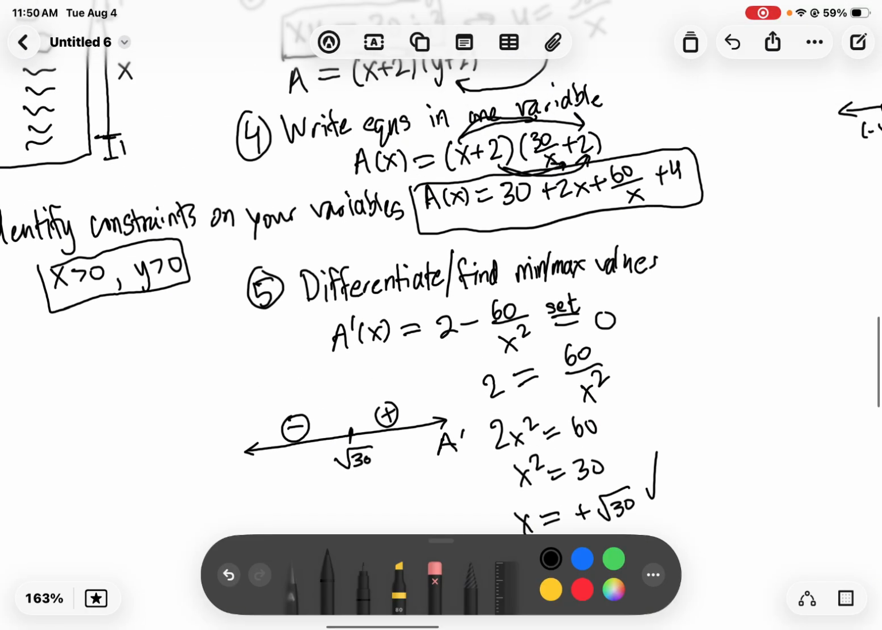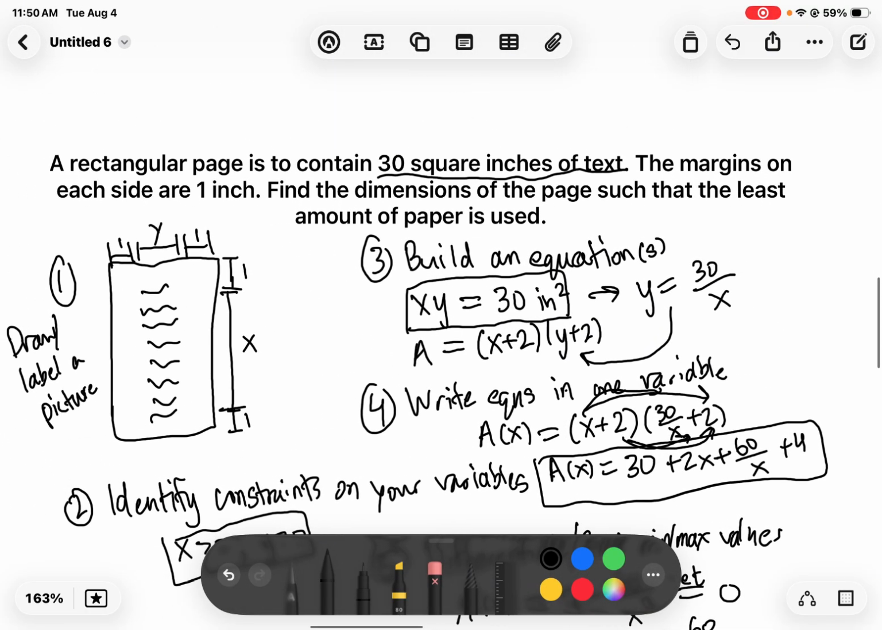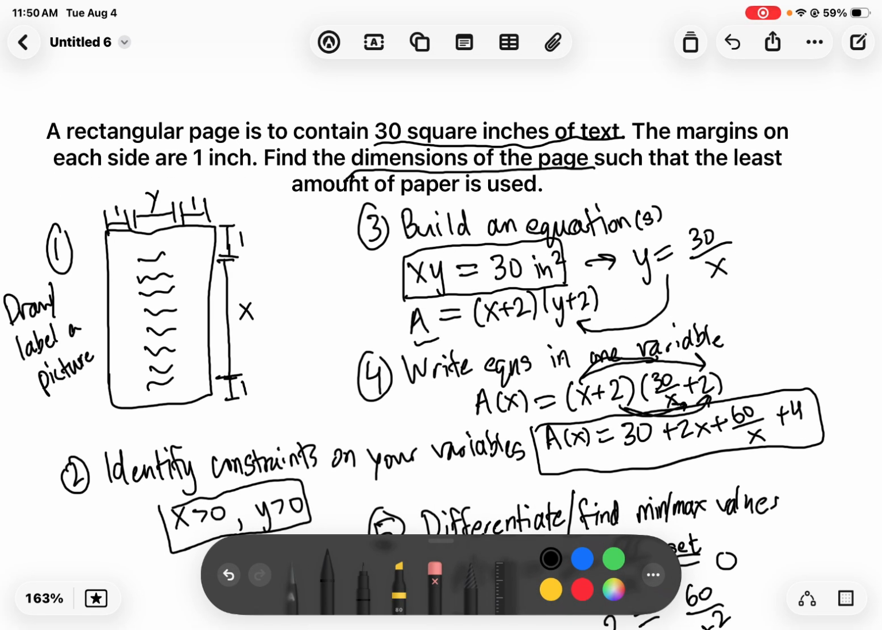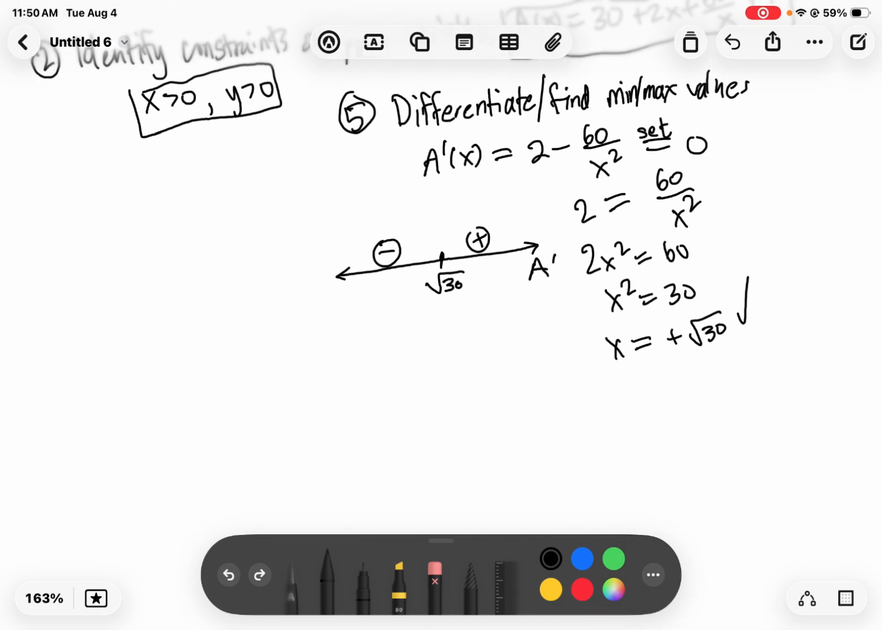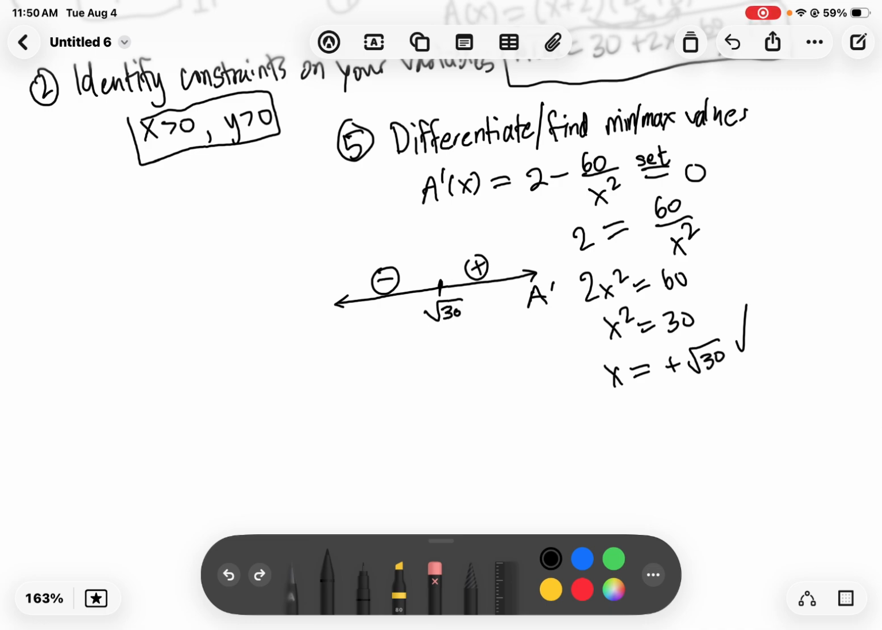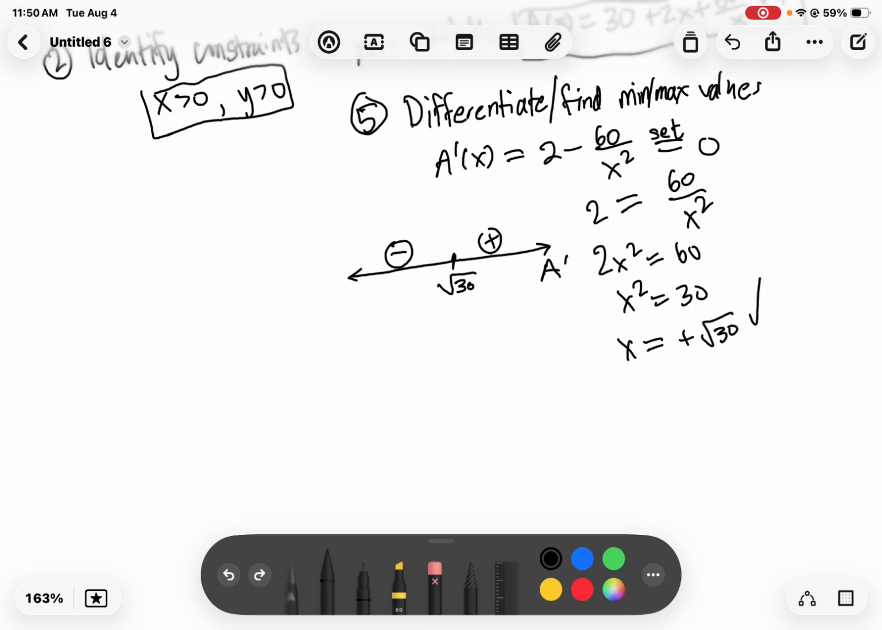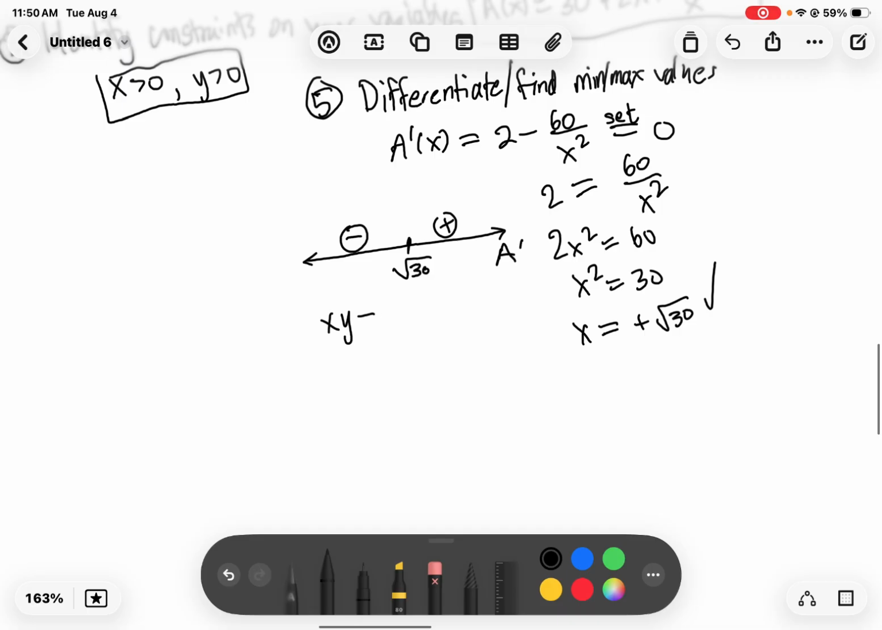But now let's go back and see what the question is asking us. They're asking us to find the dimensions of the page. So we know the dimensions of the page, as given by this formula right here, is x plus 2 by y plus 2. So we know that x is equal to square root of 30. Let's solve for y from this. We know that x times y must equal 30. So square root of 30 times y is equal to 30, so therefore y is equal to square root of 30. And again, y must be positive, so it's the positive square root of 30.